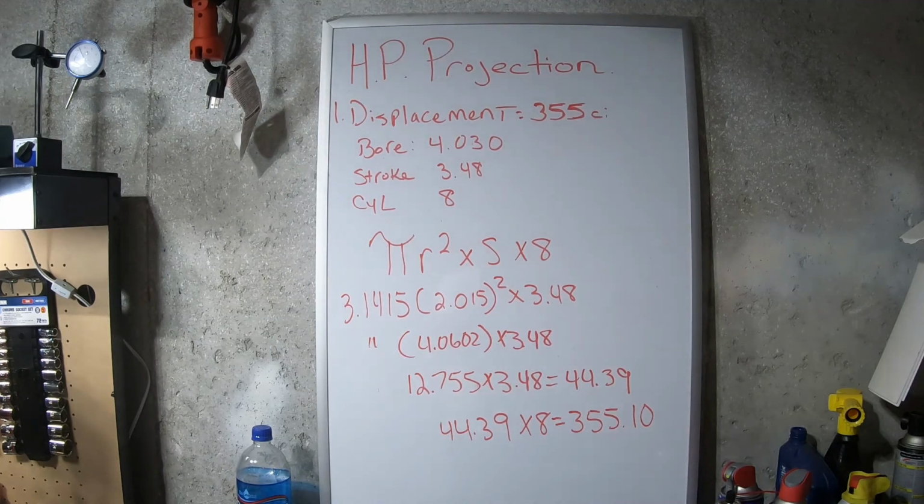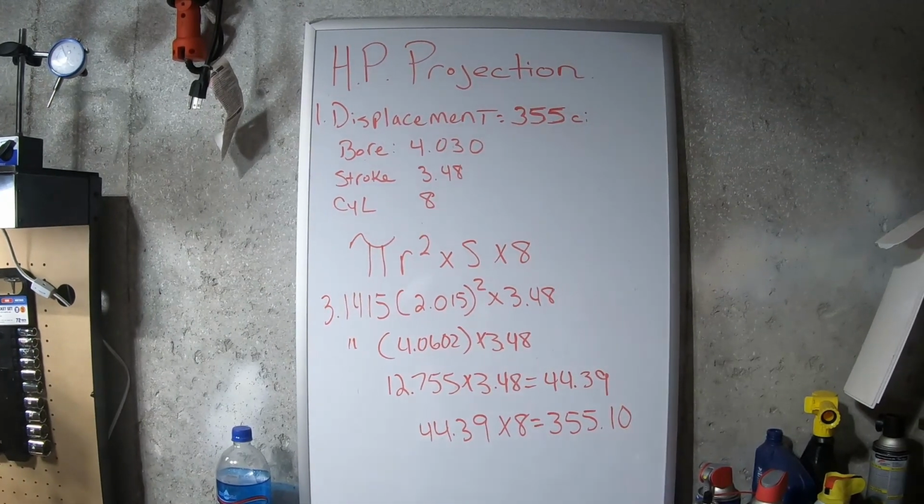That's our displacement. So that's the first thing we need to know in calculating the engine's performance, is how much volume do we have to work with to produce power. Pretty straightforward. Those are the numbers right there. Let's go on to the next category, which is going to be the compression ratio.